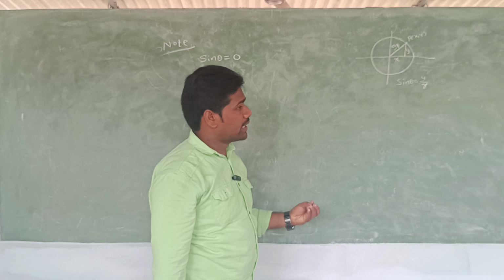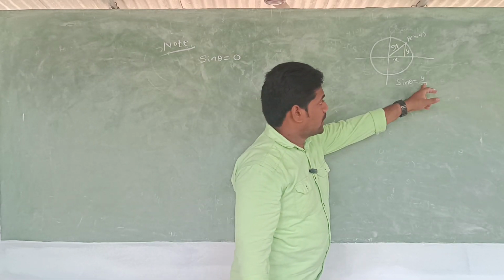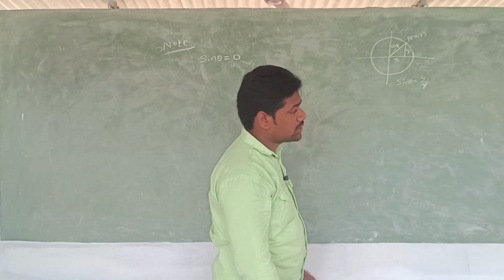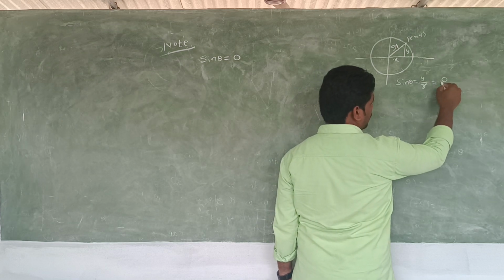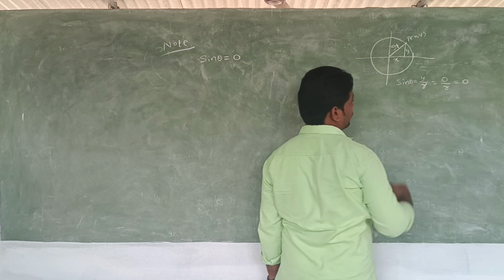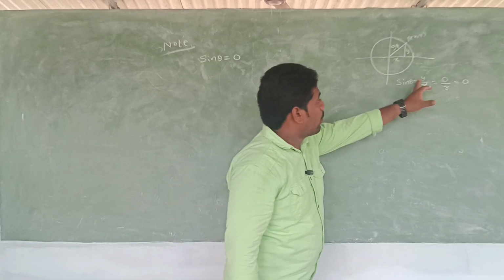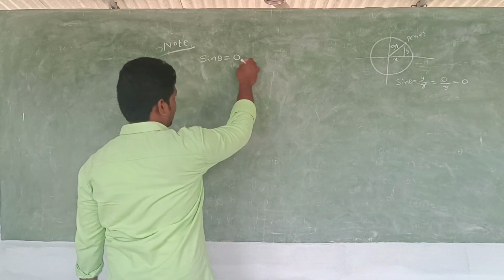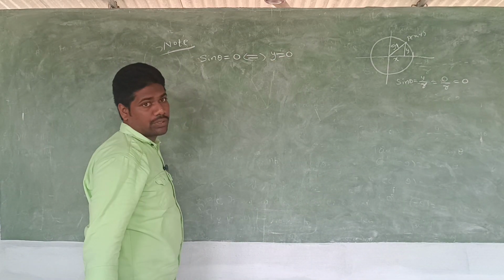That means r is not a negative value. It is not 0 also. r is not equal to 0. So sin theta equal to 0 we will get when y equal to 0, since 0 by r gives 0. Sin theta equal to 0 implies y is equal to 0.